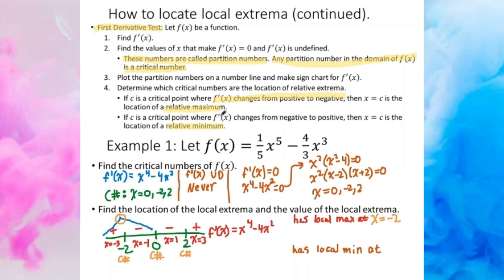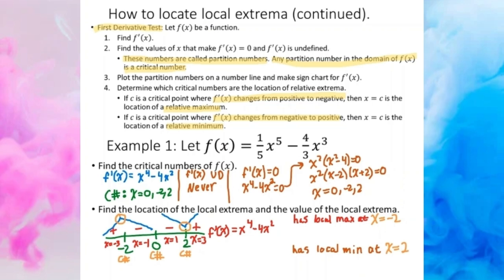Our function is going to have a relative minimum whenever our derivative switches from negative to positive at a critical number. If we look at x equals 2, we can see our derivative switches from negative to positive, which means our function changes from decreasing to increasing, which we can see will create a relative minimum. So our function has a local minimum at x equals 2.